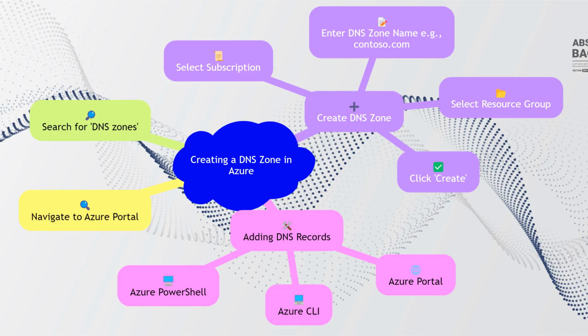To create a DNS zone in Azure, navigate to the Azure Portal and search for DNS zones. Click on Create DNS Zone, then select your subscription and resource group. Enter the name of your DNS zone, e.g. contoso.com, and click Create. Once the DNS zone is created, you can start adding DNS records to it. This process is straightforward and can be done through the Azure Portal, Azure CLI, or Azure PowerShell.